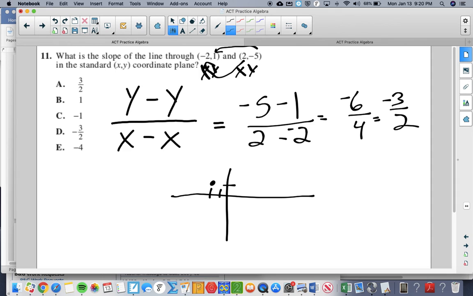You know, this takes barely any time to just kind of plot the points really quick. And then you can acknowledge that it's definitely negative. I'm dropping down 6 and right 4, it looks like. Down 6, right 4. Sure enough, the rise is greater than the run in terms of length. And that's the same here. So a picture is always a nice thing to do. Helps confirm the answer right there.